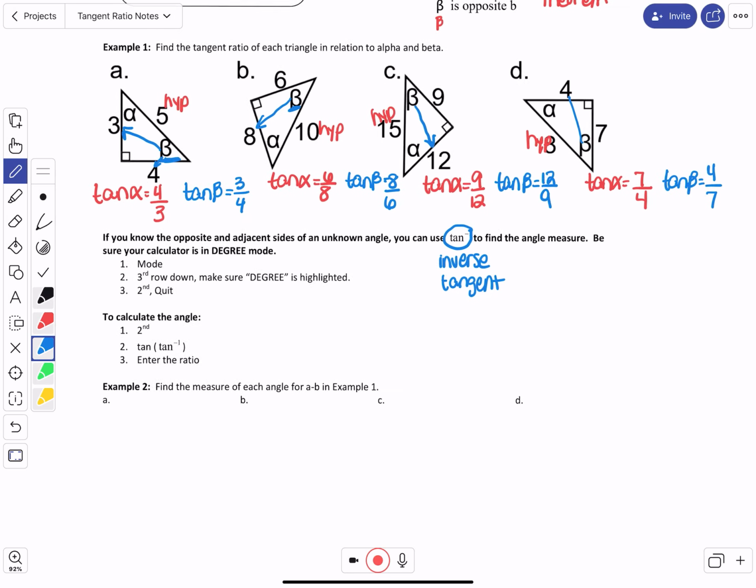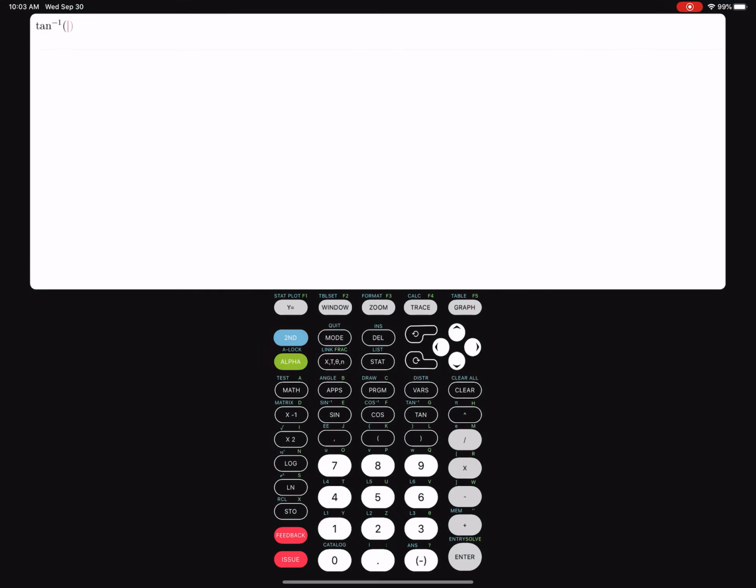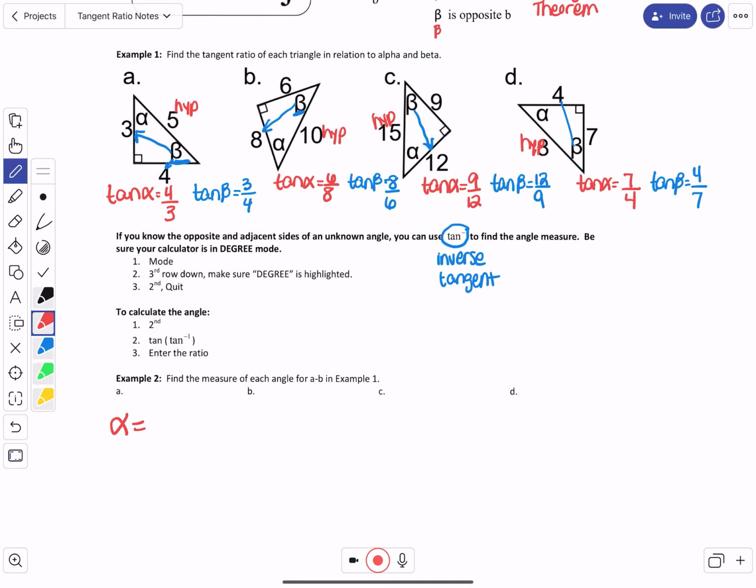And then we'll enter the ratio. So what we're actually doing here is we're going to find the measure of each angle from example 1. So if we're going to find alpha for number 1, I've already got my inverse tangent. I'm going to type in 4/3 and hit enter. So that measure is 53.13 degrees.